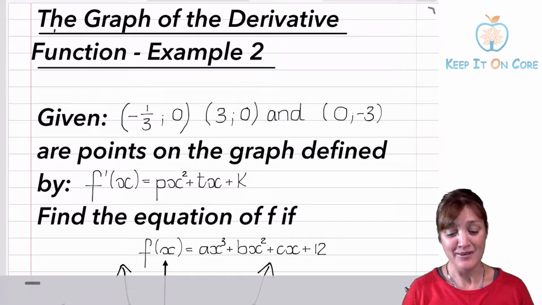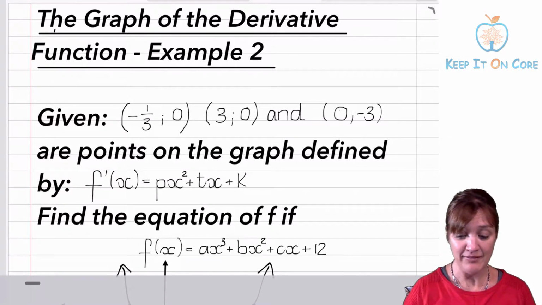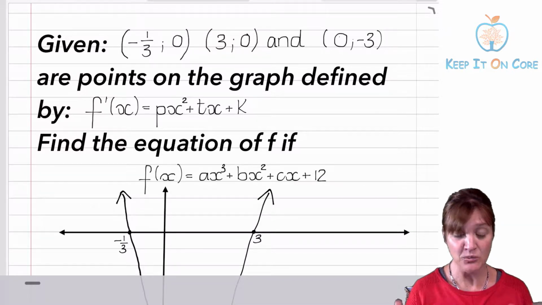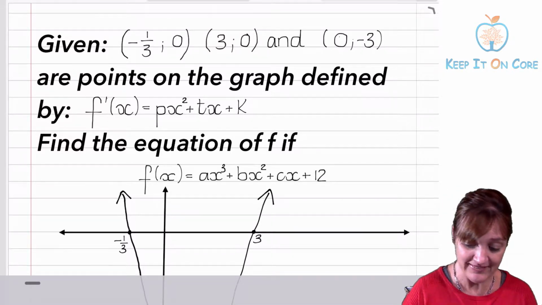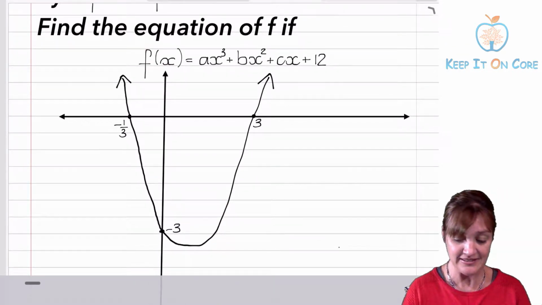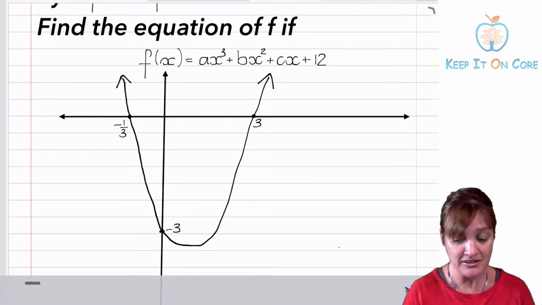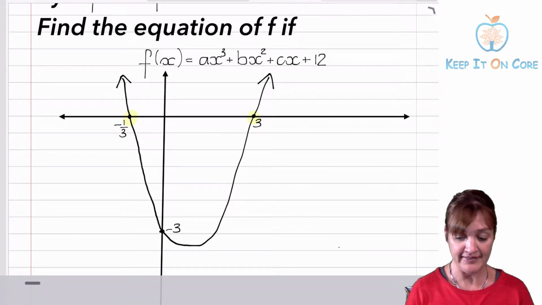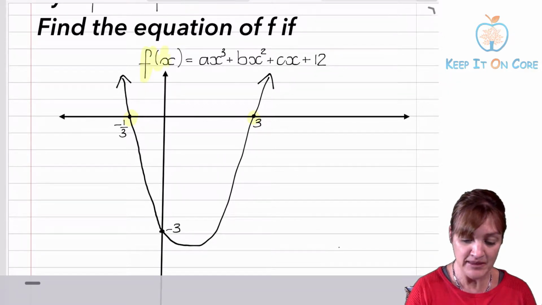Let's look at another example. Derivative functions, that's what they've given to us, and we have to basically work backwards to find the equation of the original cubic function. All right, so what's been given to us? They gave us this derivative function, there it is, and they've given me the two x-intercepts, there they are, and they're wanting me to find the original f of x function, and they've given it to me in part.